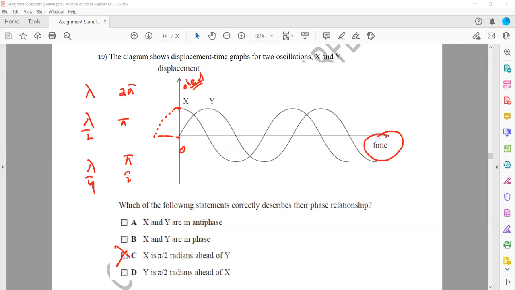But if the same question was there with the displacement axis, in that case both waves should start from the same point, with the same mode of vibration for a displacement, so this is not considered for X, and this will be considered for X. So it means in that case Y will be ahead.